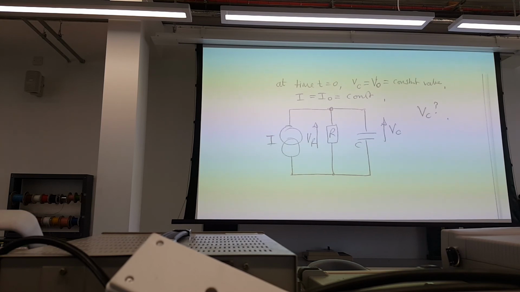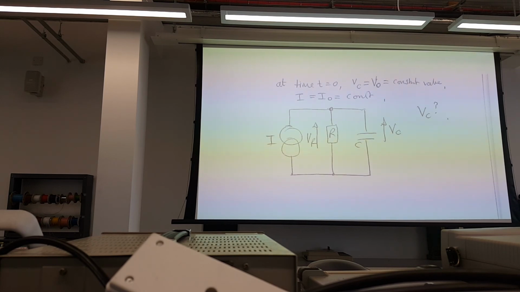Vc is equal to a voltage already, so it's not starting from 0 volts. The last one was starting from 0, whereas here Vc is equal to V0. Is it the same as the previous question? It's similar. How is it different? We have a constant voltage at time equals 0. You start off with some voltage on the capacitor.